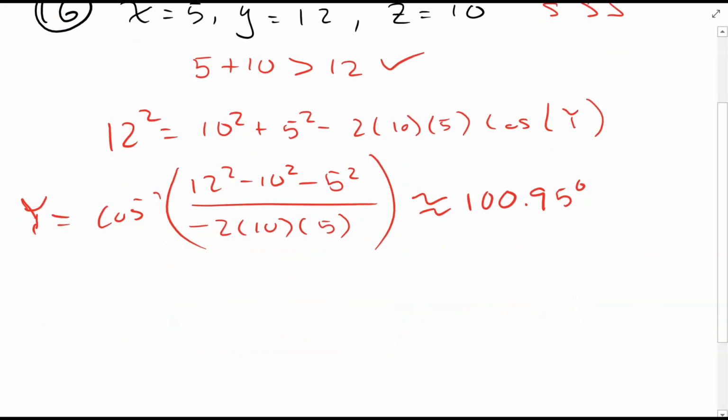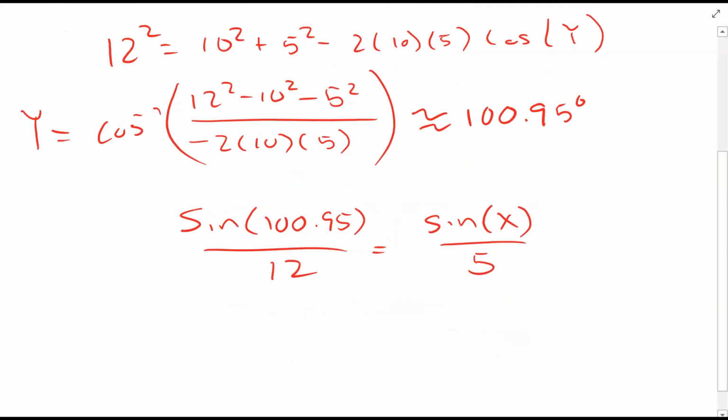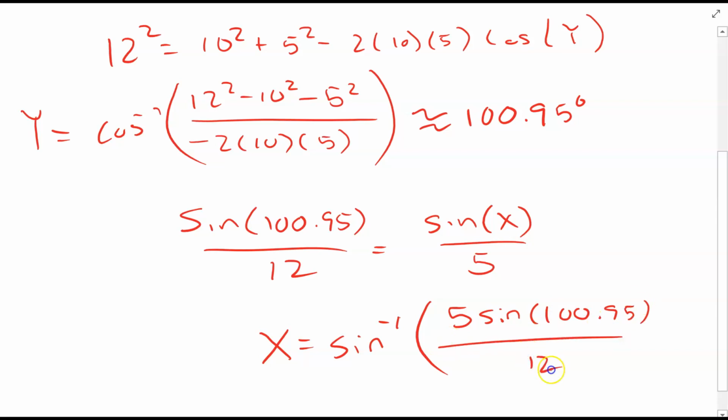Now, once I have one answer, I can either use the law of cosines again in the same fashion, or I could do the law of sines to find the next angle. It doesn't really matter which one I do, and it doesn't matter which angle I solve for next. So just for the sake of doing something different, let's do the law of sines. So I'll do sine of angle y over y is equal to sine of angle x over x. So when I cross multiply, divide, and then take the sine inverse, I get x is equal to the sine inverse of 5 times sine of 100.95 divided by 12.